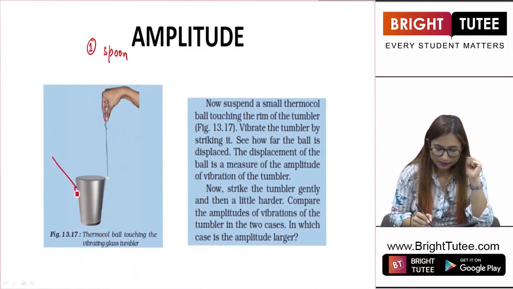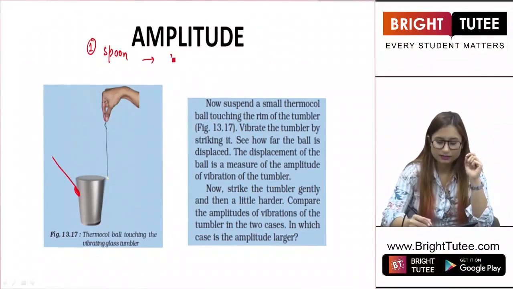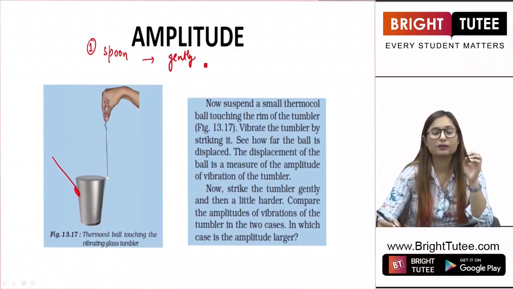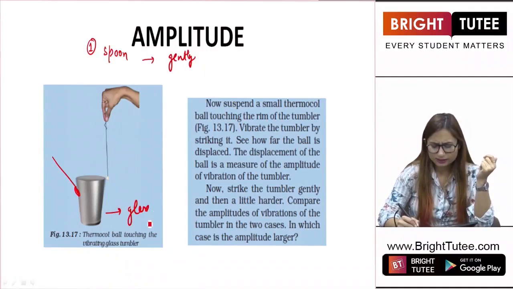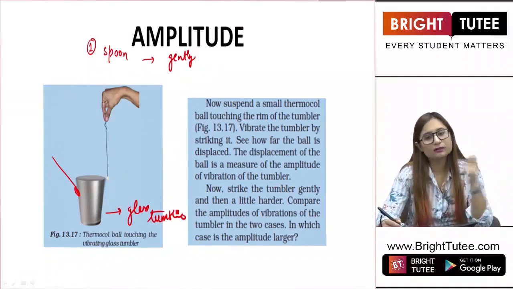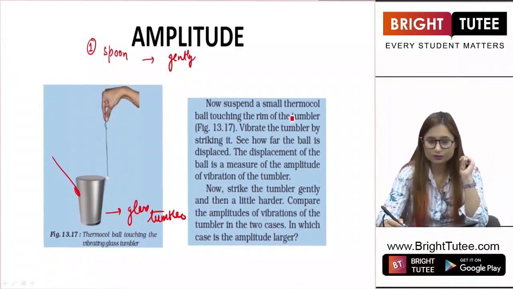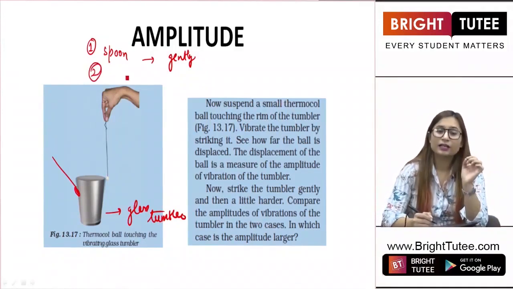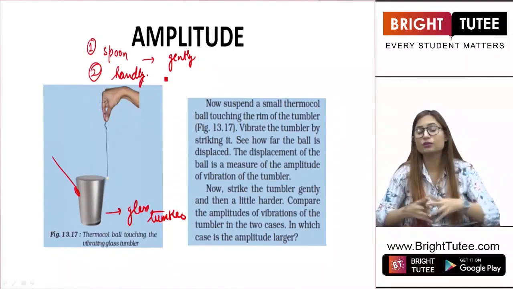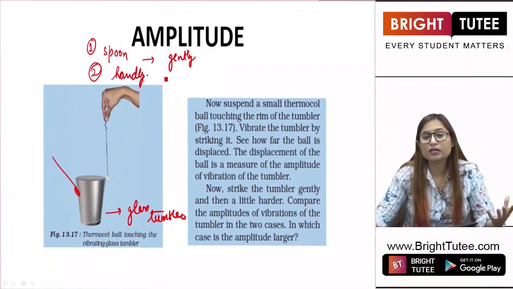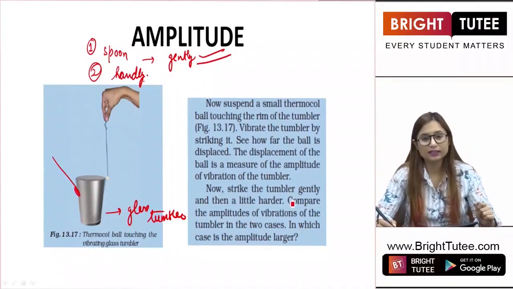In the first case, you hit the glass tumbler with the spoon gently. You can also take a steel tumbler because it also produces sound. When you hit the tumbler gently, a sound is produced, right? Now, in the second case, you take the spoon again and you hit hard. You hit the glass very hard, right? Now, the sound produced is very loud. It is very different from the sound produced in the first case when you hit gently. There are two kinds of sound produced.